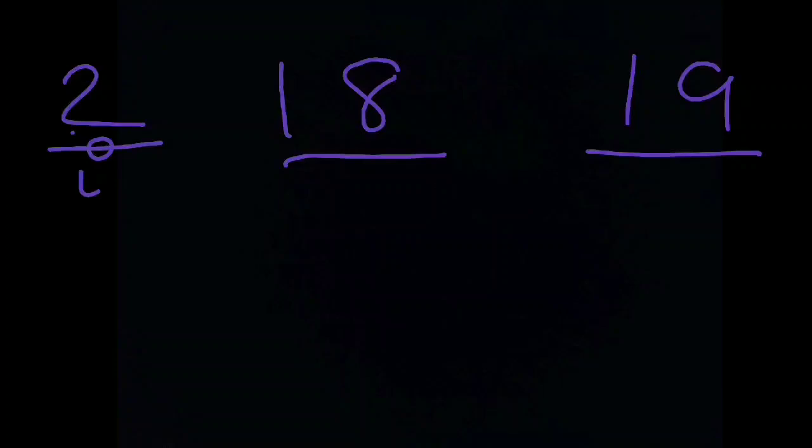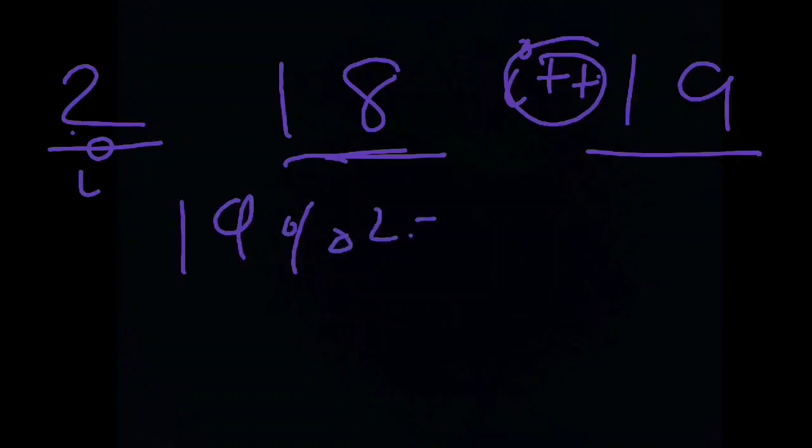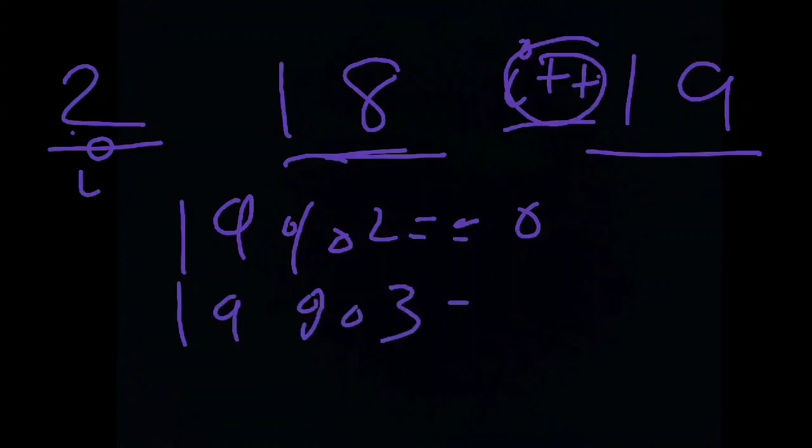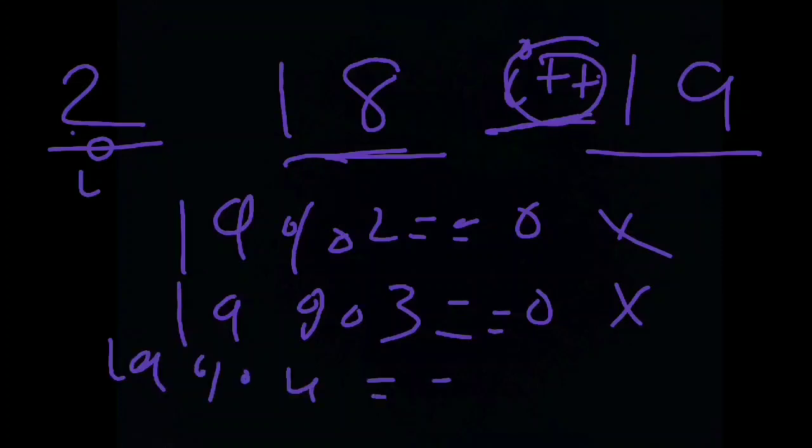So let's just summarize the entire program I have written here. I'll code it also. Let's check this for 19. I will start from 2 and go until 18, incrementing the value of I. First of all, I'll check whether 19 mod 2 is 0. It's not 0. I'll increment I plus plus and check it for 3, still not 0. Again increment the value. I'll go to 4, 19 mod 4 equal 0, it's still not 0.